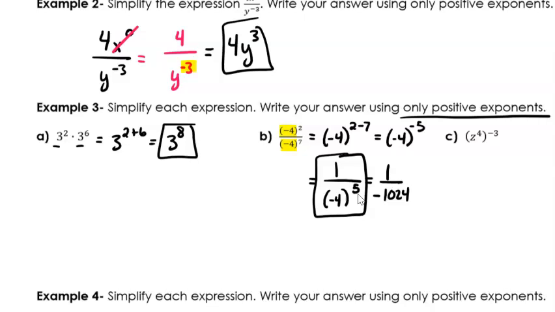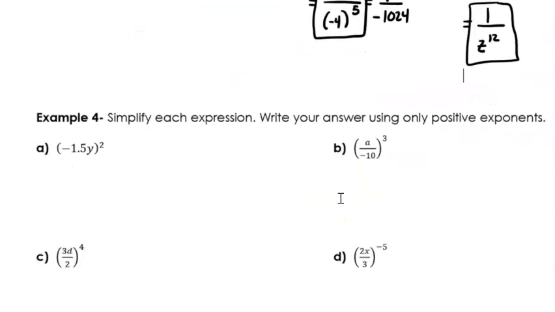All right, this one right here is a power of a power. So z to the 4th is being taken to the negative 3rd power. When it's a power to a power, you multiply them. So you get z to the negative 12th. And then a negative exponent is a reciprocal, so the z to the 12th moves down to the denominator. So it's 1 over z to the 12th.